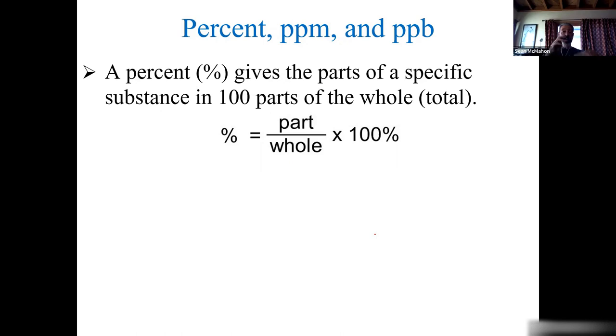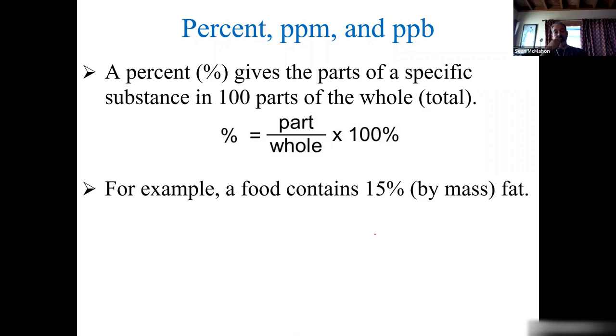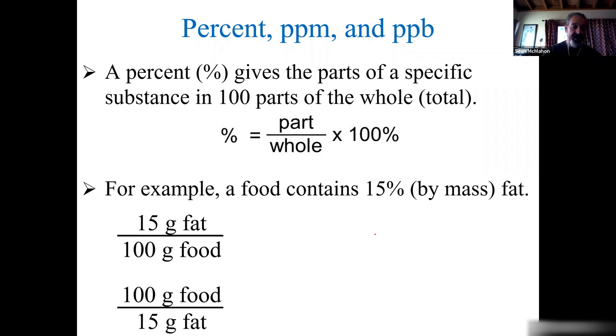So that's kind of using conversion factor dimensional analysis when there's like 1 or 2 conversion factors. Another time where we tend to use 1 or 2 conversion factors is with percents. A percent is basically part over whole times 100, but we can use it as a conversion factor. So if I say this food is 15% by mass fat, what does that mean? There's 15 grams of fat per 100 grams of food. And again, I can flip that.